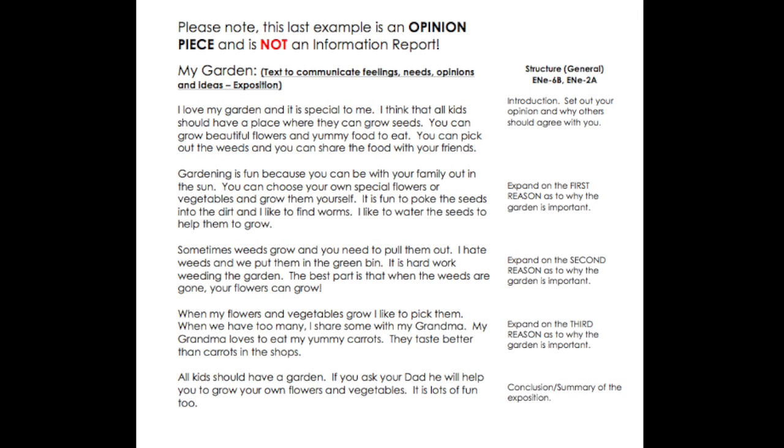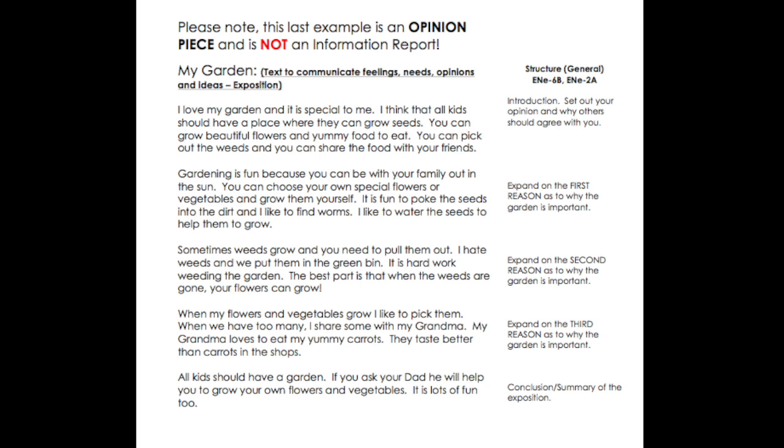Now the fourth text is the most complex. The syllabus says compose texts to communicate feelings, needs, opinions, and ideas. So what's critical that we understand is that this is an opinion piece or an exposition. It is not an information report. So it's allowed to be subjective. It is not meant to be objective. So this is something that is meant to convince the audience that the speaker is correct, regardless of anyone else's opinion. So the example I've used here is my garden.